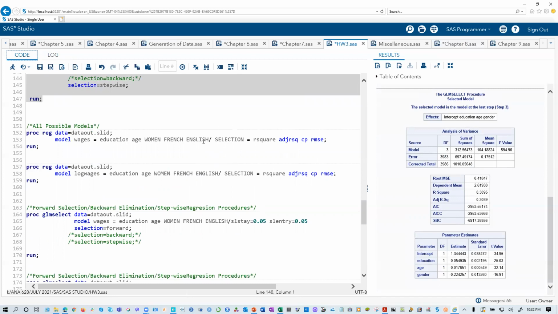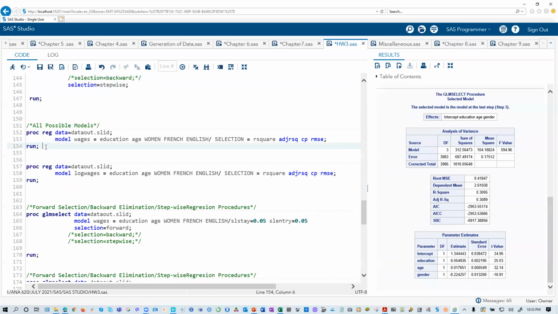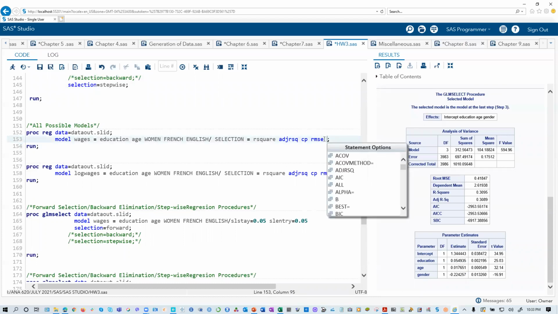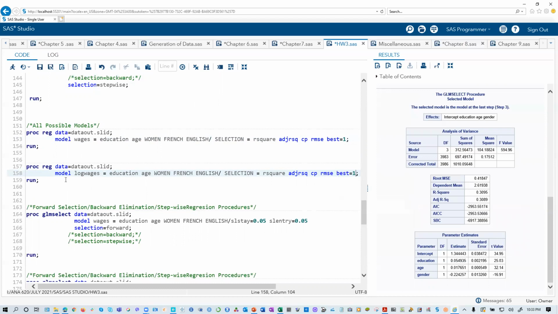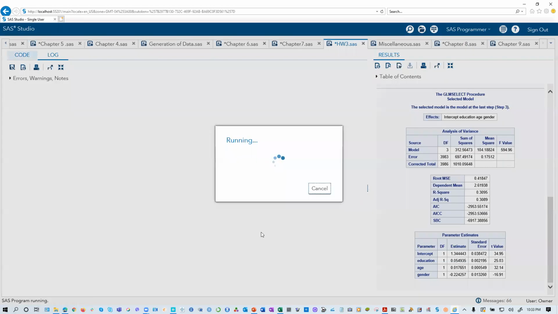We can try this with the other way around by using the dummy variable. I was trying that way too. All possible one, I'm going to say give me the best one, best equals one. See, this one also gives the same thing with the log, best equals one. If you run those two together, let's see what you're going to get.